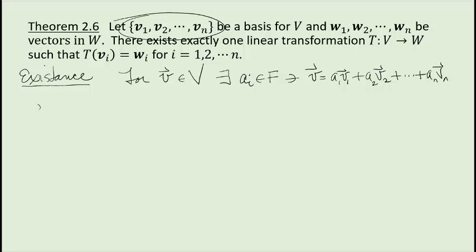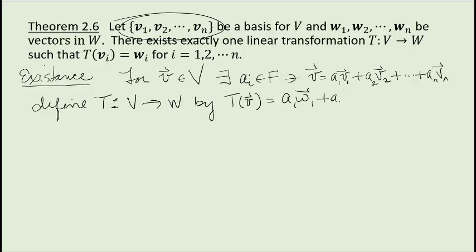So here's how I'm going to define the mapping T, the one that we'll have to show is unique. Let T map V to W by T of V is equal to A1 W1 plus A2 W2 plus A sub n W sub n. So literally we're just mapping the V sub i's to the W sub i's. All right, we have to show that this is linear.